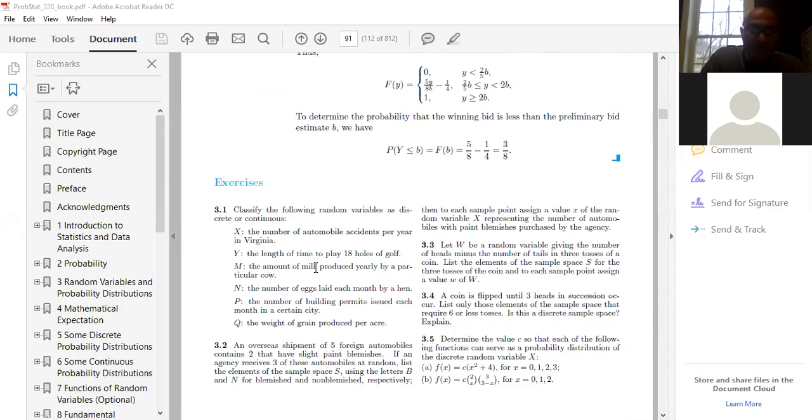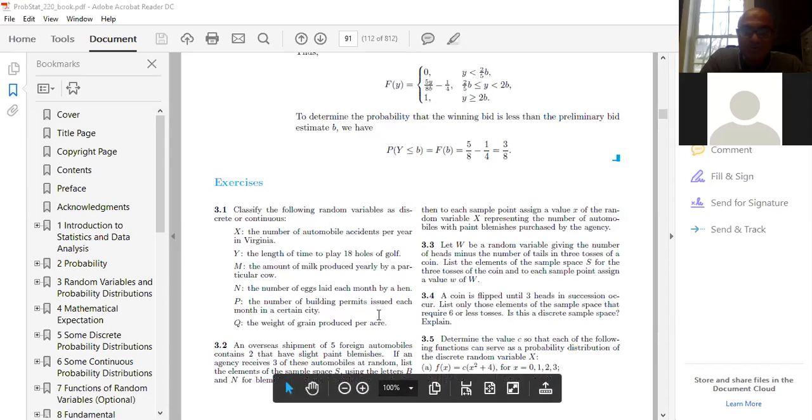Then, the amount of milk produced yearly by a particular cow. It could be 1 gallon, 2 liters, 5 milliliters. It could be any number on a continuous real line, so it's a continuous variable. The number of eggs laid each month by a hen. You cannot say 1.5 eggs. It's 1, 2, or 3, something like that.